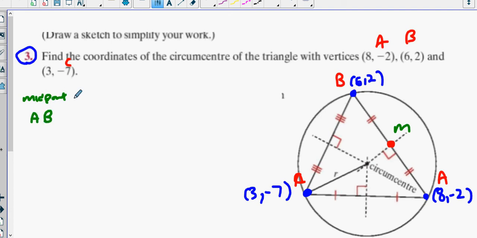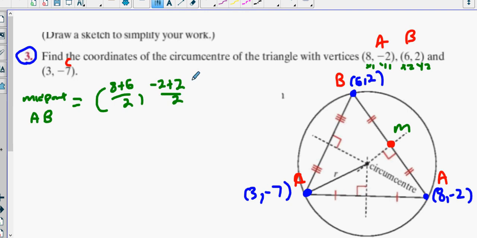So, how do you get the midpoint of AB, lads? Anybody? x1 plus x2 is 8 plus 6 is 14, and then minus 2 plus 2. So there we have it. The midpoint is 7, 0. Got that?